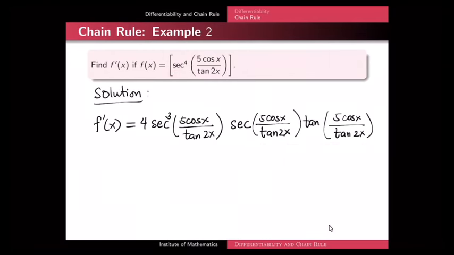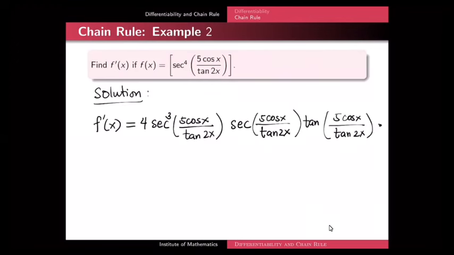Okay? Next. So we're done with this power. Then we went inside and get a derivative of secant. Now the next one is we go to the innermost function, which is this one, and get the derivative of that. So here we multiply the derivative of 5 cosine x over tangent 2x. But this is a quotient. Okay, so what we're going to do is to apply the quotient rule to get the derivative of 5 cosine x over tangent 2x.